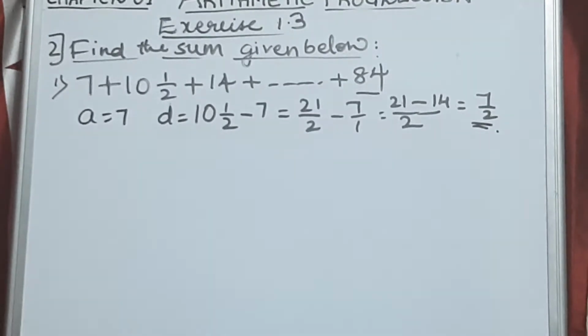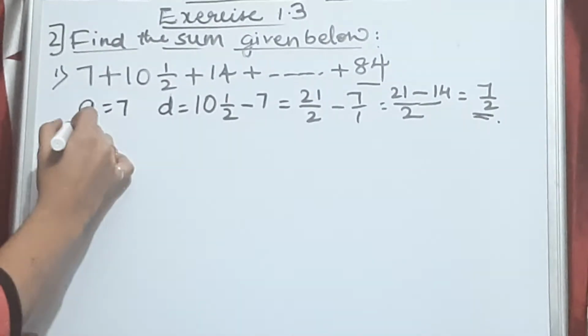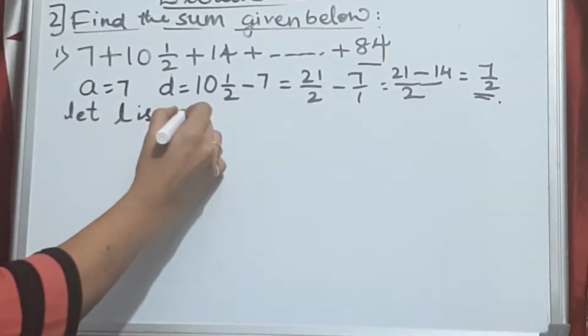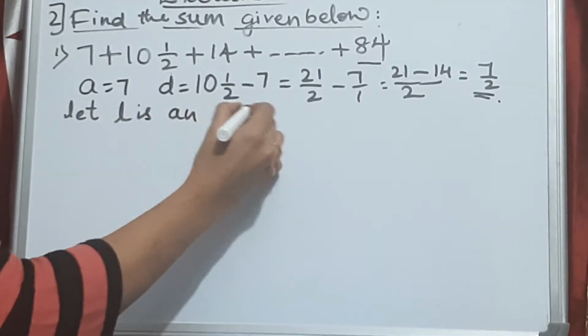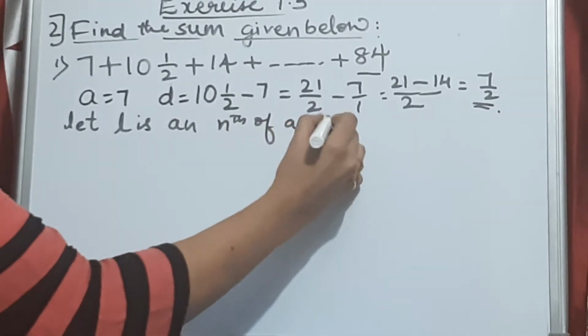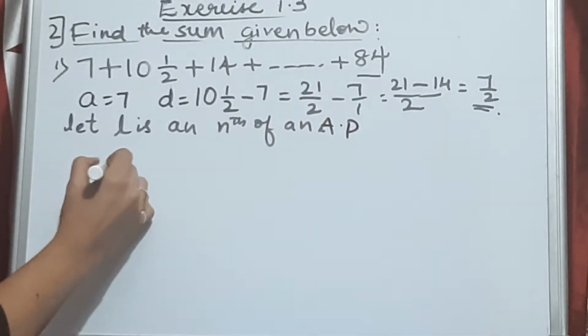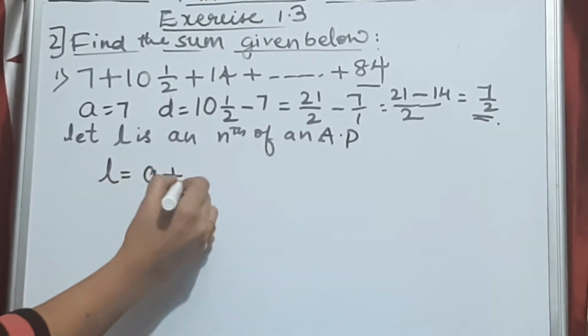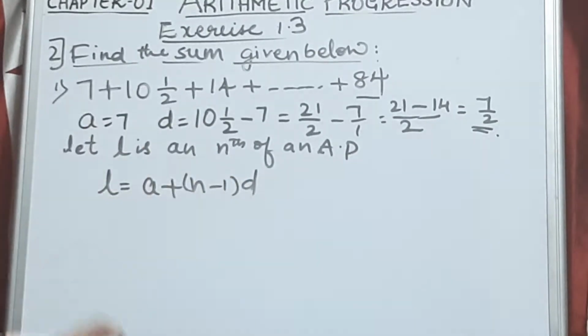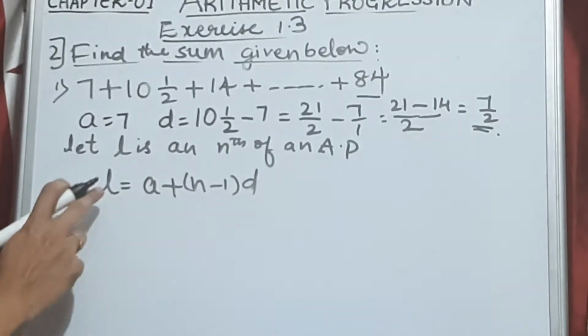Now let L be the nth term of an AP. We can take the nth term of an AP. We can write L is equal to A plus N minus 1 into D. For L we have to use this formula also. For the nth term and L, both are the same.